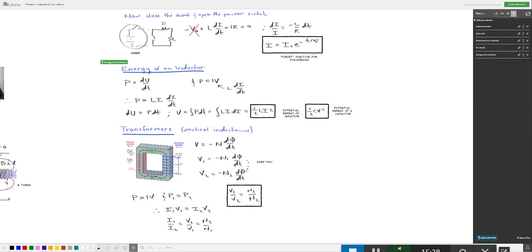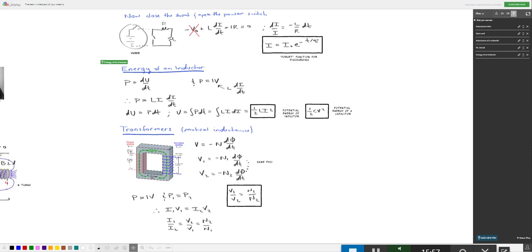So if I write power as the change in energy per unit time, dU/dt, and I also remember that power is equal to the product of voltage and current. And we know now from Faraday's law, and using this proportionality constant L for V, we have P equals I times L dI/dt.